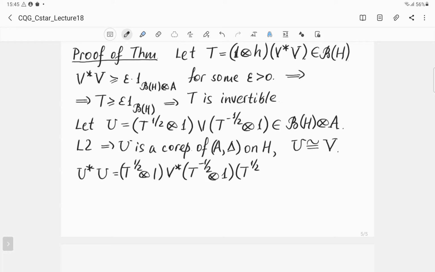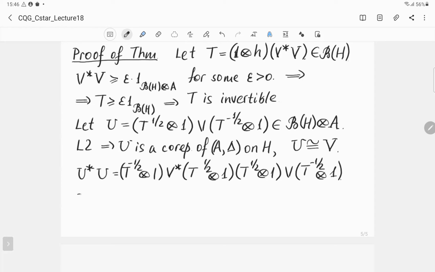Oh no, is that correct? No, this is not correct, because for U star, we first take the adjoint of this, but this is self-adjoint. So this will be t to the power minus 1/2 here, and t to the power 1/2 here. Okay, so this is U star, and then we multiply it by U. So this is the product of U star and U.